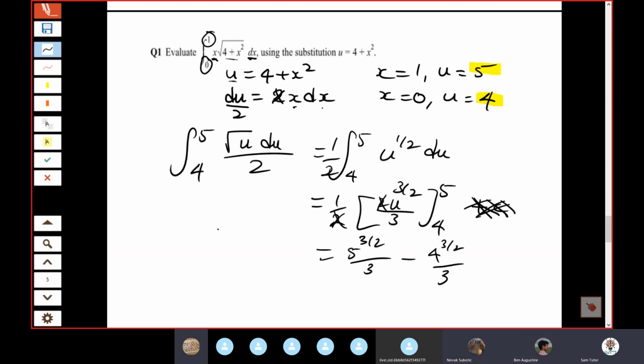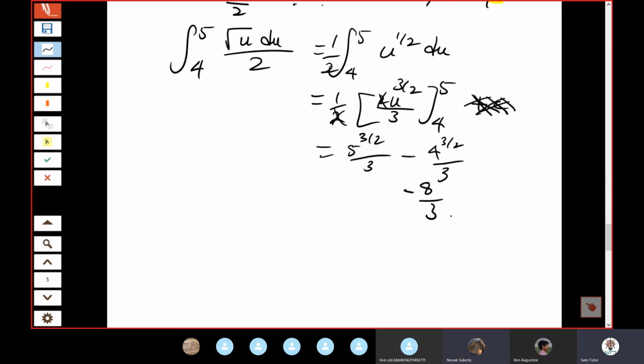Okay. So my answer, let's have 4 to the power of 3 over 2. It does simplify. So this becomes 8 over 3. 5, I don't think will simplify. Yep. So we're just going to write it in simplest form, which would be what? 5 root 5 on 3. And just to write it a little bit neater. There we go.